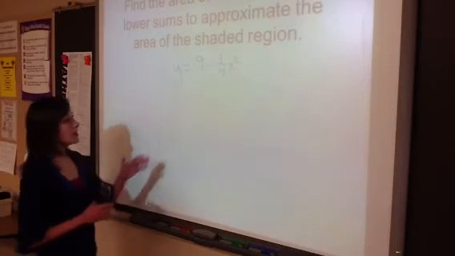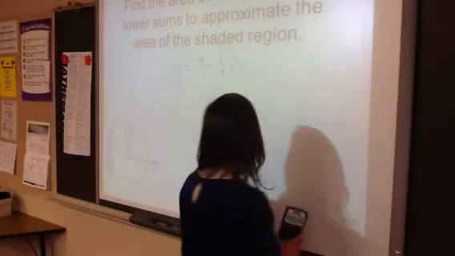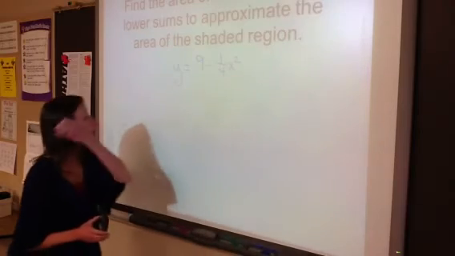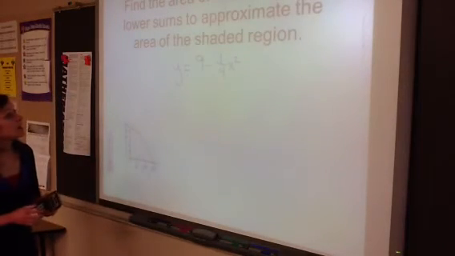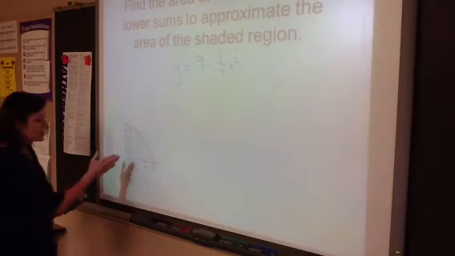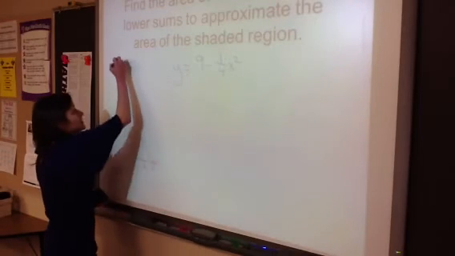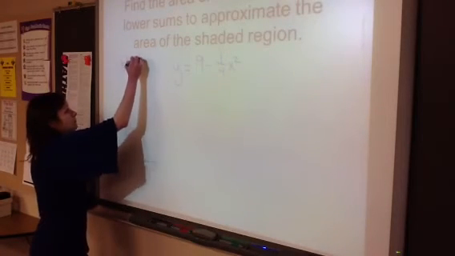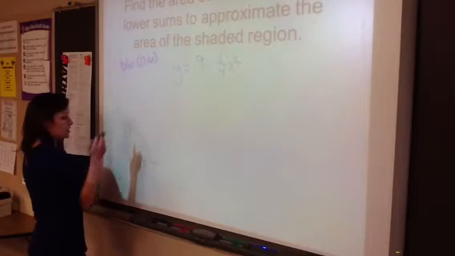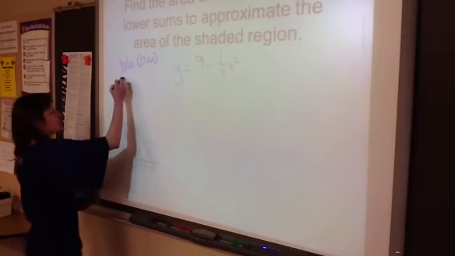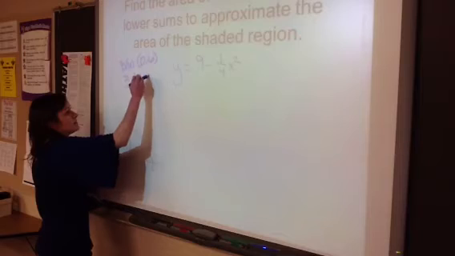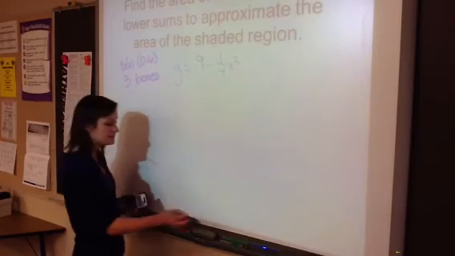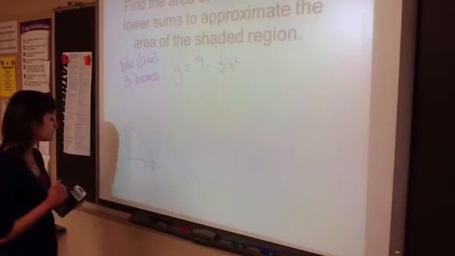So let's try another one. We've got y equals 9 minus 1/4 x squared, and it wants us to find the upper and lower sums again. This time we're going between 0 and 6, and we'll do 3 boxes this time. Instead of 4 boxes, we'll do 3. And they'll tell you how many to do.